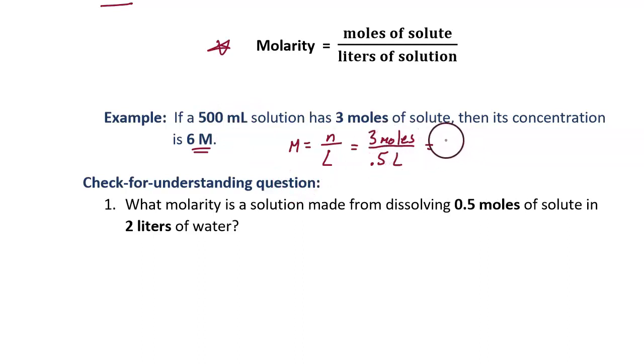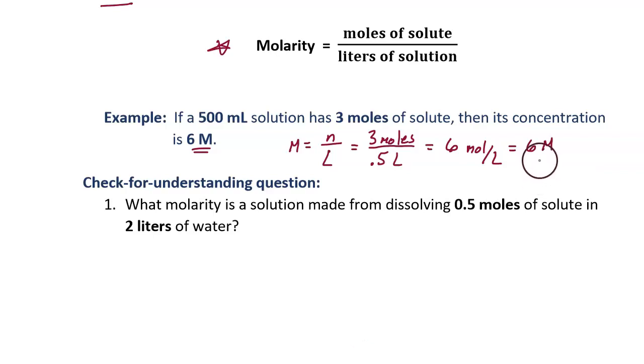3 divided by 0.5 is 6. And the units that are left are moles per liter. But moles per liter can be represented with the capital M, which means molarity. The way that you speak this is you say 6 molar solution. That number, 6 molar, is a description of how concentrated that solution is in terms of how much of the solute is dissolved in the liquid.